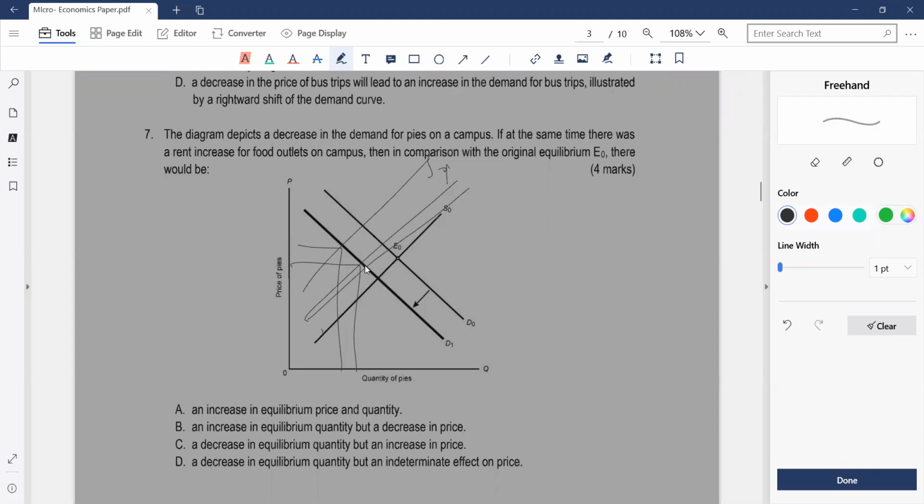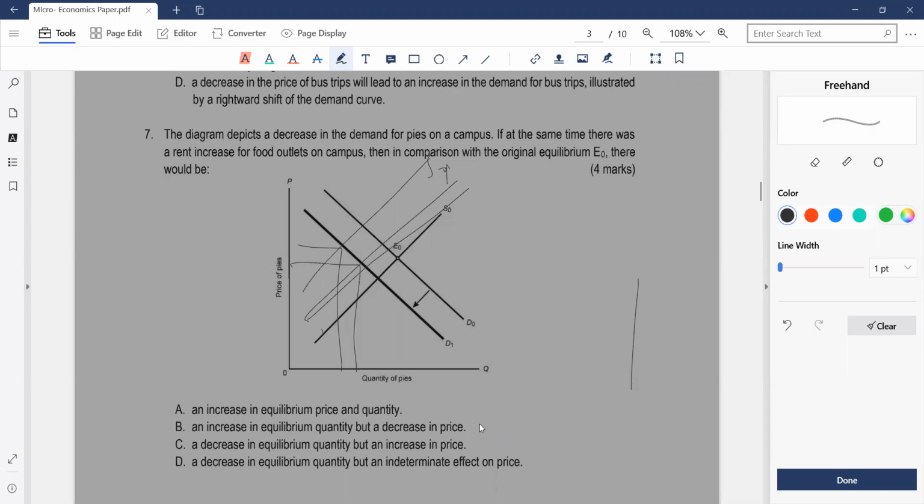So we can never determine the price. What we are very sure of is the decrease in quantity, but we don't know whether the price will decrease or increase, because the price will be determined by the degree of the shift of the supply curve. So let's go to D. A decrease in equilibrium quantity, yes, but an indeterminate effect on price, yes. We don't know the effect on the price. It should be indeterminate. We can never determine it because we don't know by what degree the supply curve is going to shift to the left. So our answer for number 7 is D.